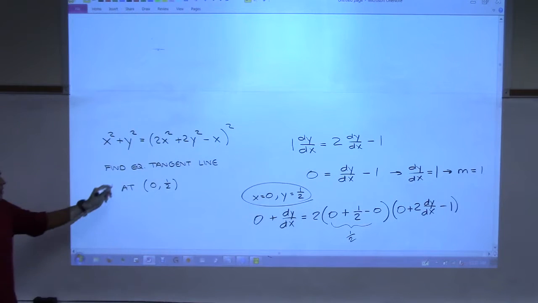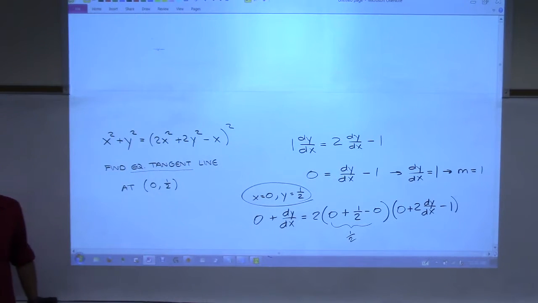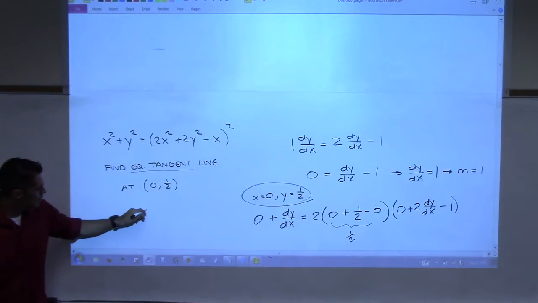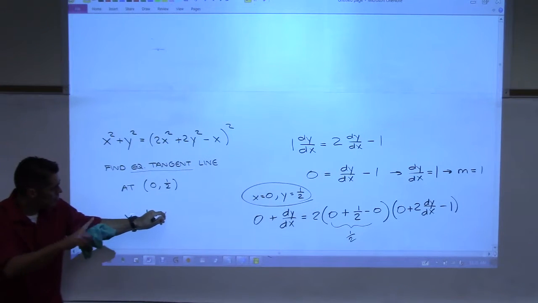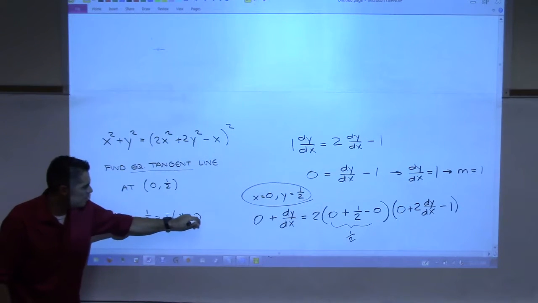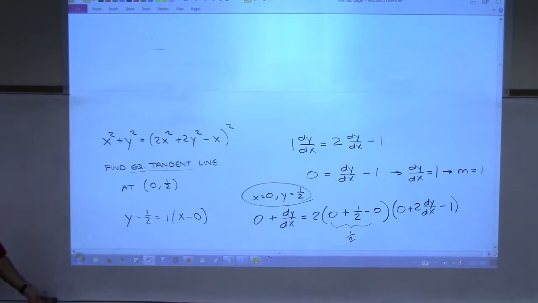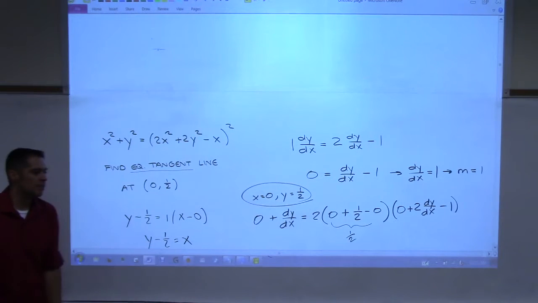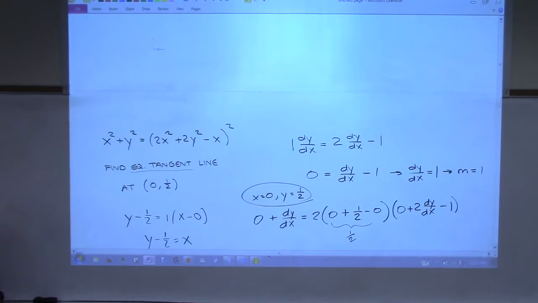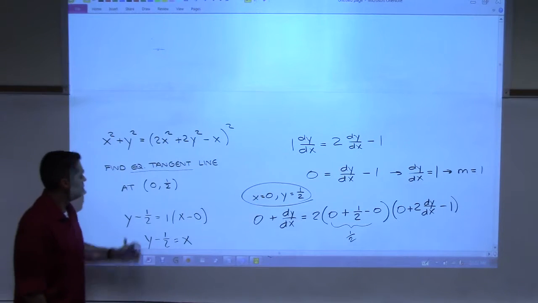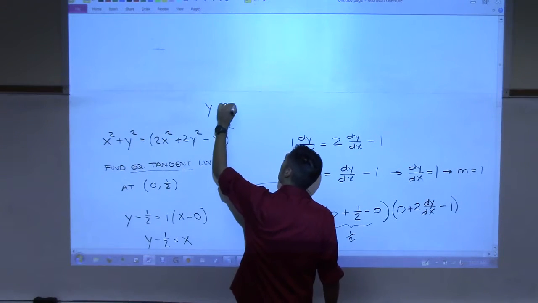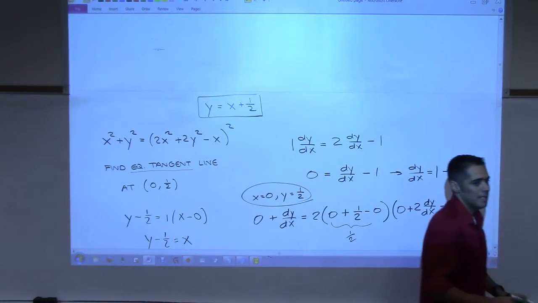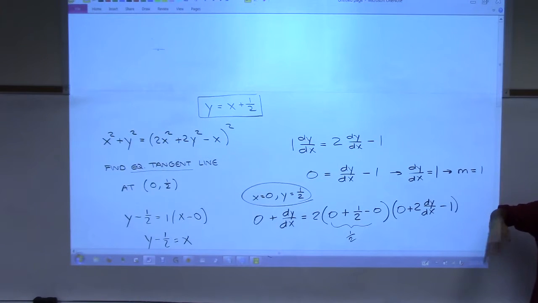So you ready to write the equation of the tangent line? It's going to be y minus y1 equals m times x minus x1. So y minus 1/2 equals m, which was 1, times x minus 0. And solve for y. This is y minus 1/2 equals, the right side's just x. And just add 1/2 to both sides. So your final answer is y is equal to x plus 1/2.